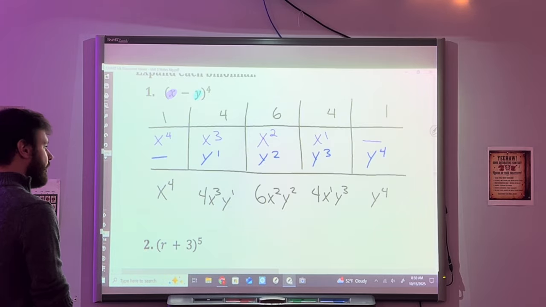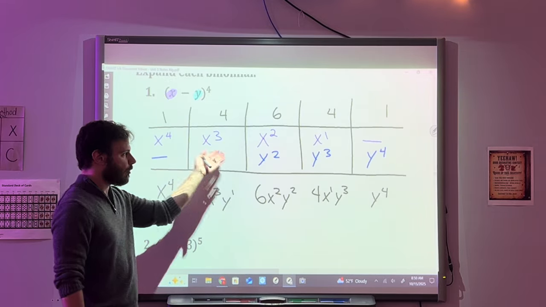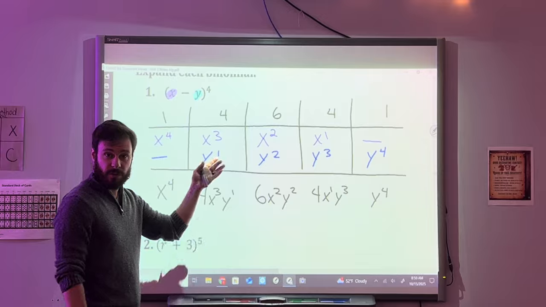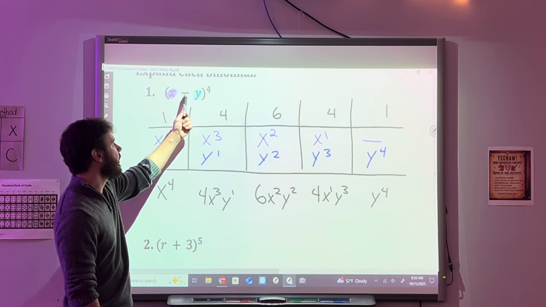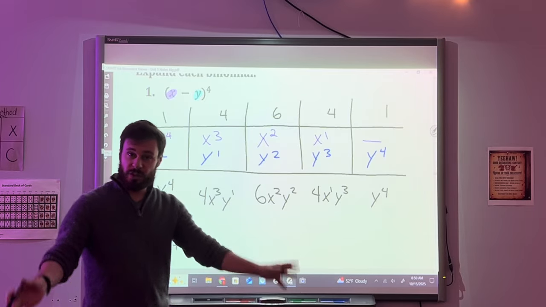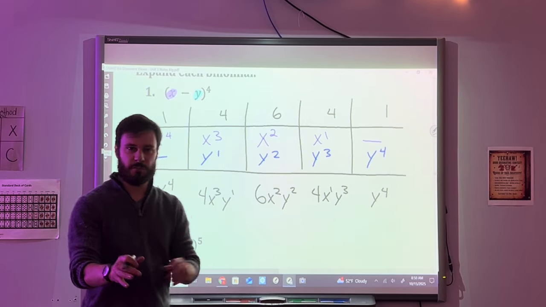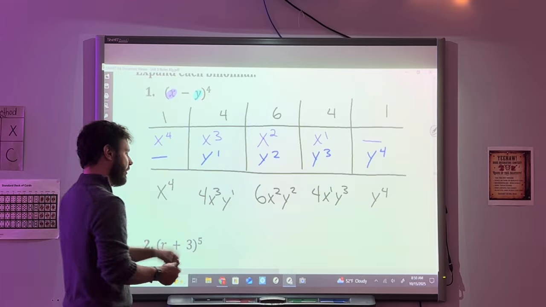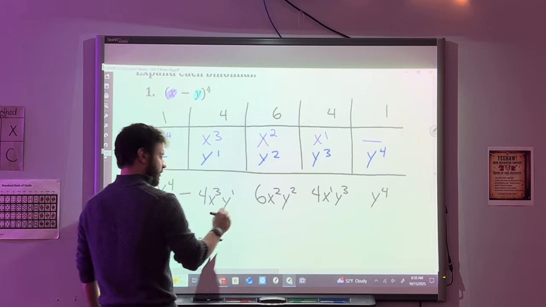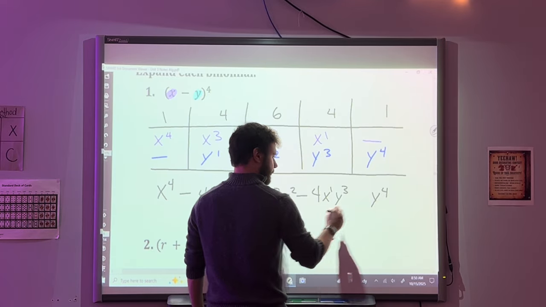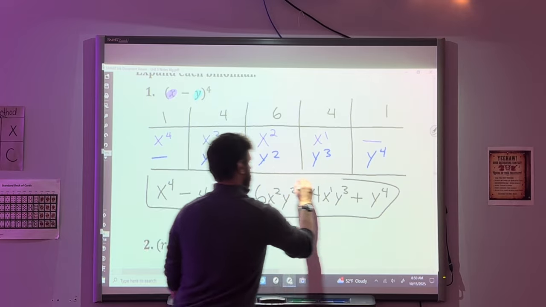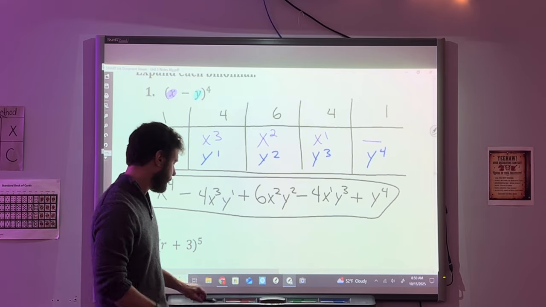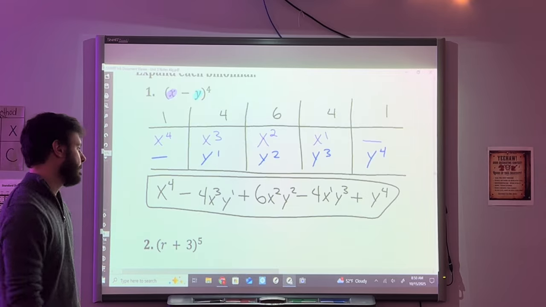Okay, so this was pretty straightforward compared to the ones we did in the previous video. Now I just need to figure out the glue that puts them together. It's a minus. Again, if it was plus, they're all pluses, but it's a minus. So I have to start in between with a minus, and then I can alternate. Boom. Okay.